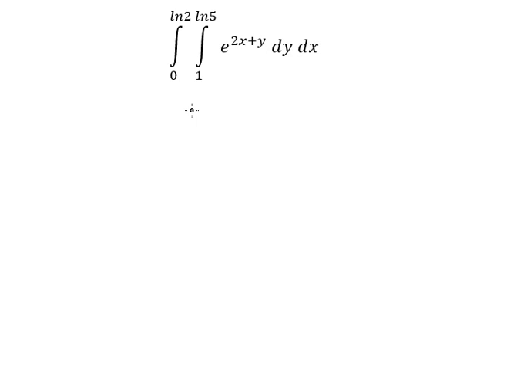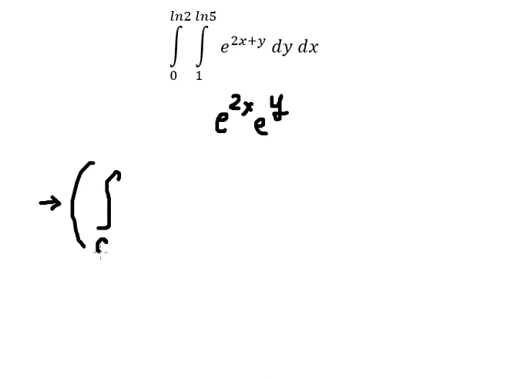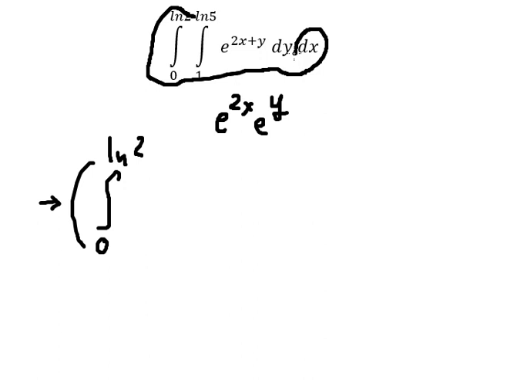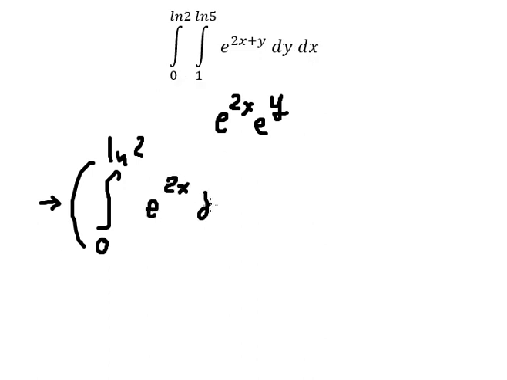So today I will show you how to answer this one. We know that we can write e to the power of 2x e to the power of y. Because the variables are separated in here, in this one we can put it like this. This one is for dx, so we have e to the power of 2x dx.